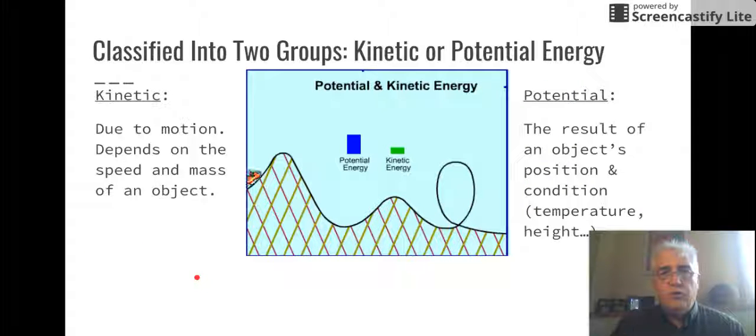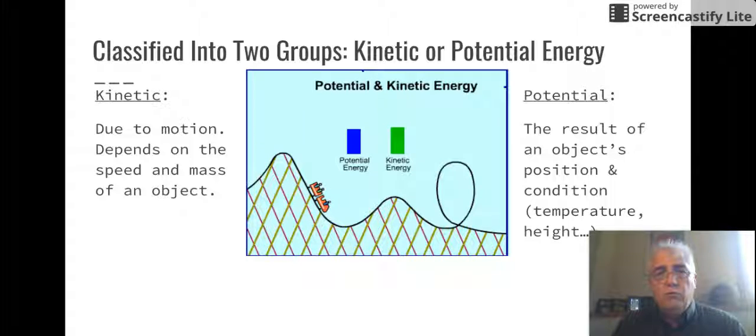There's two types or two groups of energy, kinetic or potential. Kinetic energy is due to the motion of something or the motion of molecules. If you remember that kinetic is motion, you'll be fine. That kinetic energy depends on a couple variables: the speed of something and the mass of something. Potential energy is the result of an object moving, or the temperature of something, or the mass of something.